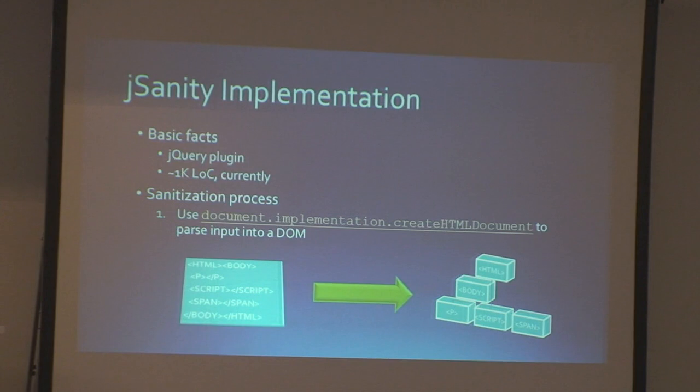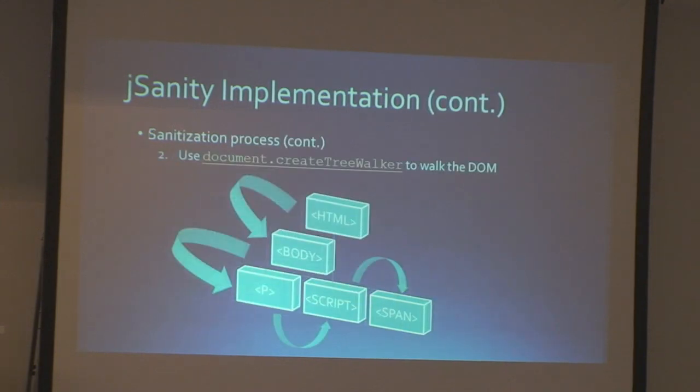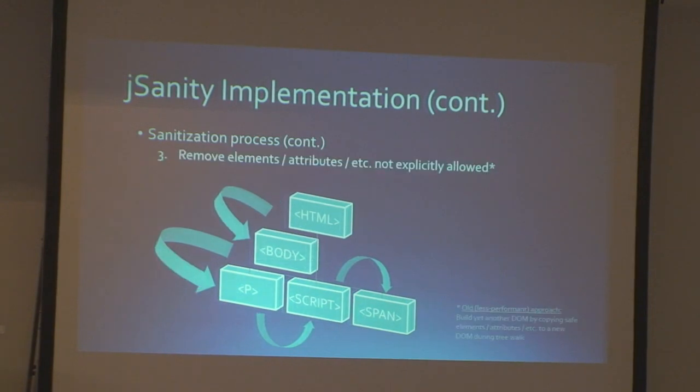So you have the raw markup, and it winds up in a DOM structure. Then you walk through using the TreeWalker API, and as you do that, you remove things that you don't want. Initially, what I was doing was building up an entirely separate DOM tree, pulling the things that I wanted out of the tree that I had and putting only the acceptable things in there, not script tags, obviously. It's, in theory, a little bit less secure to start whacking out things you know you don't want.